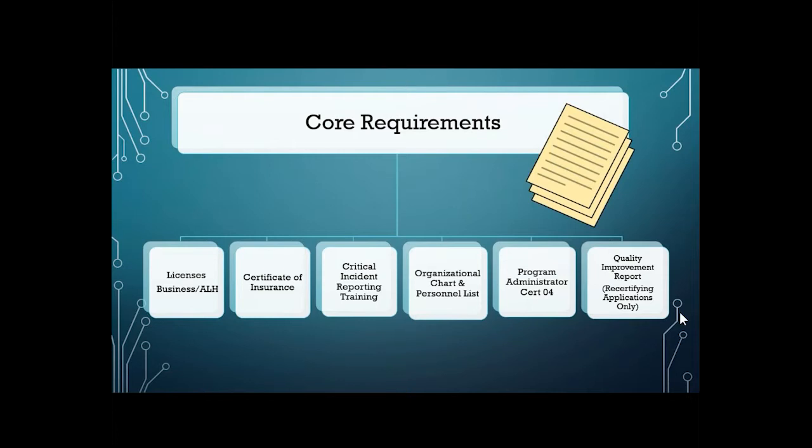For core requirements, you'll need to produce proof of licenses, insurance, how your staff will be trained on critical incident reporting, your organizational chart and personnel list, a program administrator packet that documents qualifications and completion of required trainings, and for recertifying providers, you'll also need to submit a quality improvement report that documents how the agency is monitoring the quality of its services.